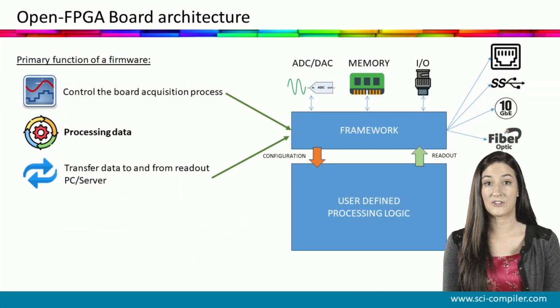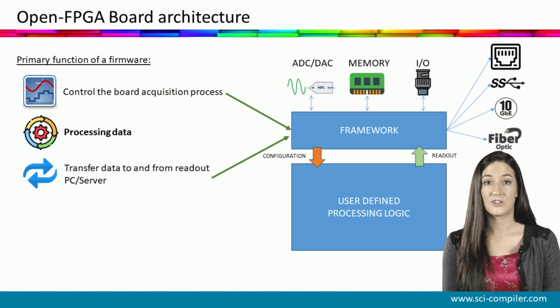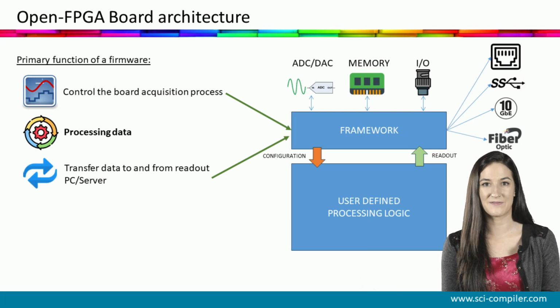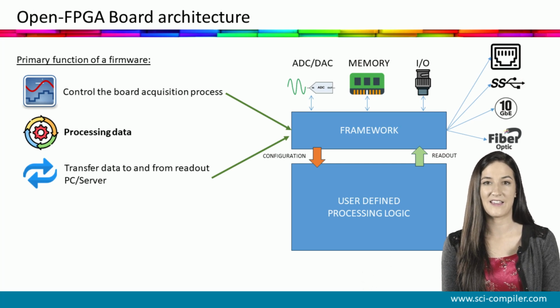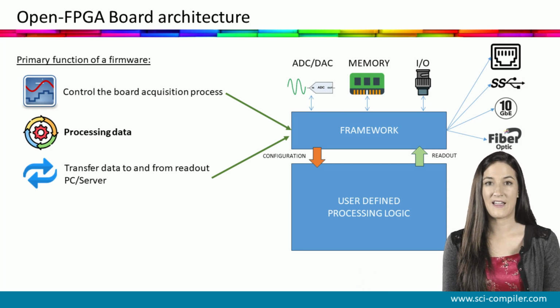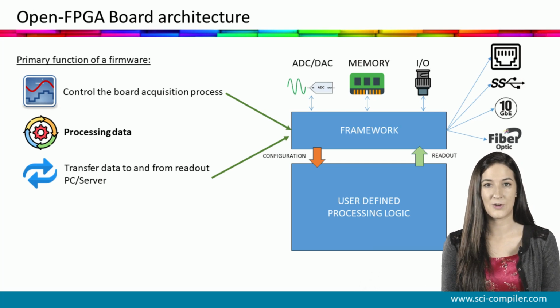Let's clarify the division of the firmware in each open hardware card. The firmware is partitioned into two primary components: the framework and the processing logic. The framework acts as the backbone of the card, expertly handling the ADC and DAC signal acquisition for both analog and digital inputs, memory management, and communication. It supports various communication protocols such as Ethernet, USB, or optical links, showcasing its versatile connectivity options.